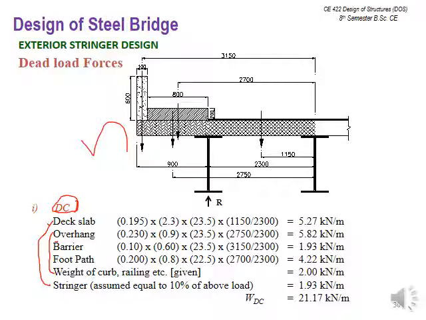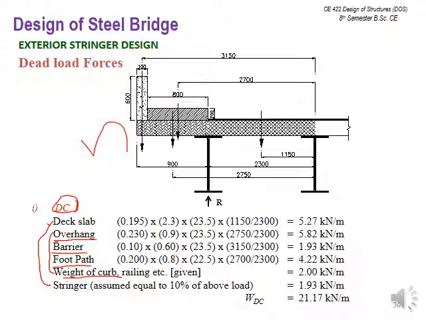So for the exterior stringer you have to consider the overhang, you have to consider the barrier, and if the footpath and the curb and the railing loads are there, you have to incorporate them. Okay, so this is also given. So for that, one by one you can incorporate the values. You have to input the values with respect to the span, multiplied by the cross sectional dimension in the lateral direction, and you have to multiply it with the density.